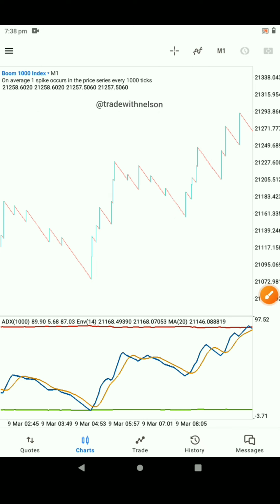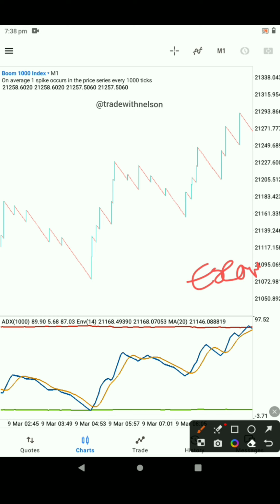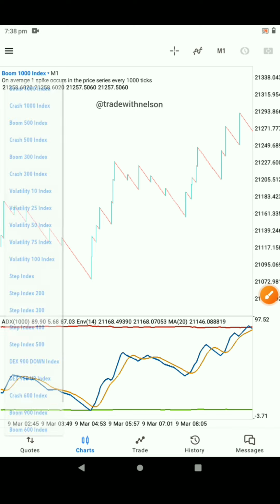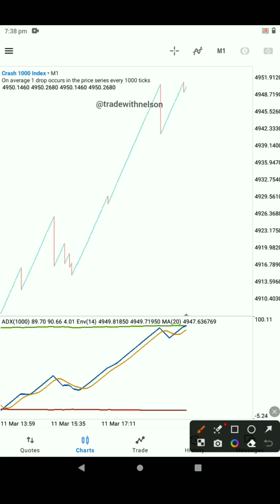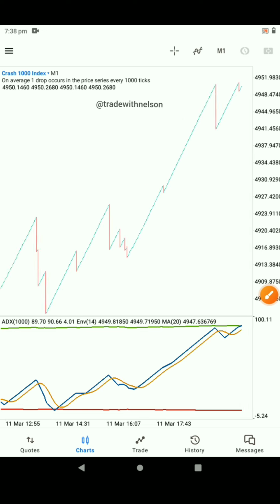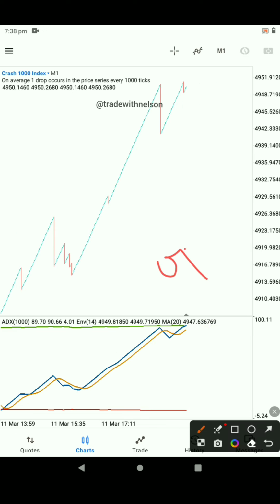So you enter here, stop loss here, and you hold your trade up to this point. So this strategy works perfectly. You just have to be patient and wait for it to play out. So now let me go to the crash market and show you an example over there. Crash 1000. For catching the retracement, the conditions you are looking for are also the same as the bull market. The only difference is that it is opposite.